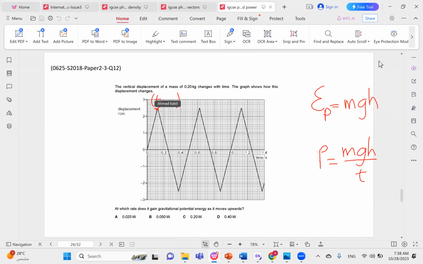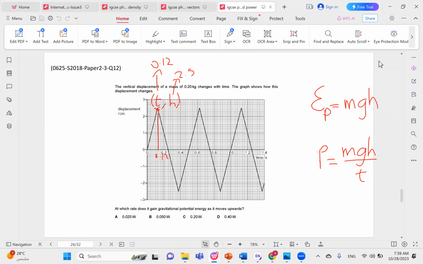The x-axis stands for time, and the y-axis stands for distance or displacement or height, basically. And the time at this point is 0.12. How did I get 0.12? You draw a vertical line here, you'll find that it lands at the 6th box. So if you count 6 boxes, you're going to find that this is roughly 0.12. Slightly greater than 0.1, which is midway between 0 and 0.2. And the height here is 2.5 centimeters. So you have to convert that, remember, to meters.